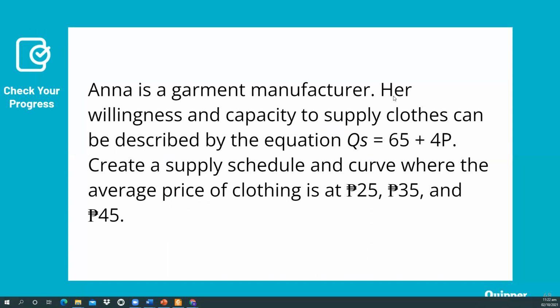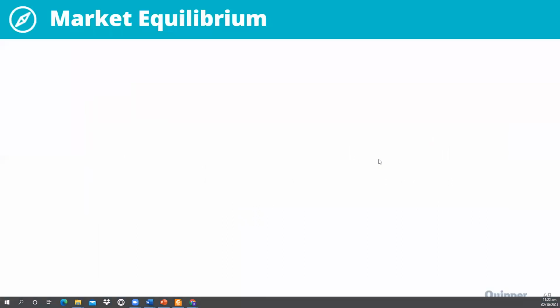Anna is a garment manufacturer. Her willingness and capacity to supply clothes can be described by the equation QS is equal to 65 plus 4P. Create a supply schedule. Dapat P lang yun. Anyway, they're still the same, both going up. Same with the demand schedule, it also goes down, or the curve goes to the left.